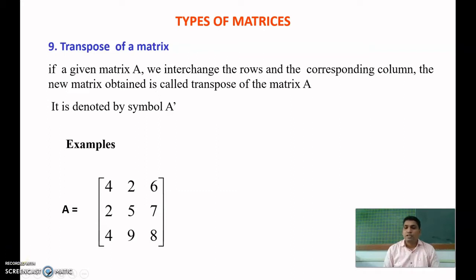Suppose we are given one matrix, and we have to interchange its rows with columns, and we get a new matrix. That obtained matrix is called the transpose of the given matrix. Let's see one example. We have one matrix A, and it has 9 elements. This is a 3 by 3 matrix.